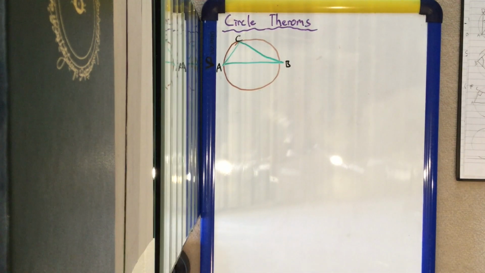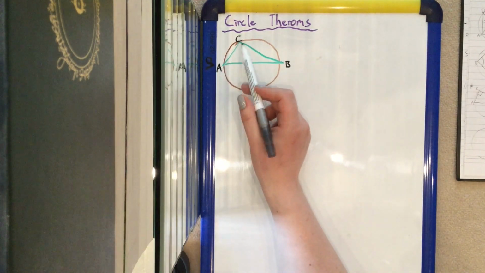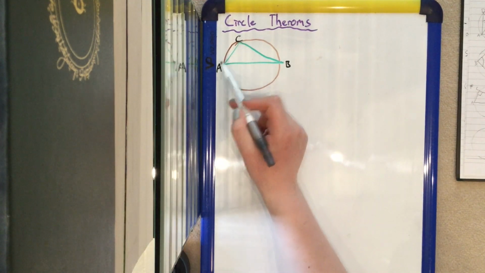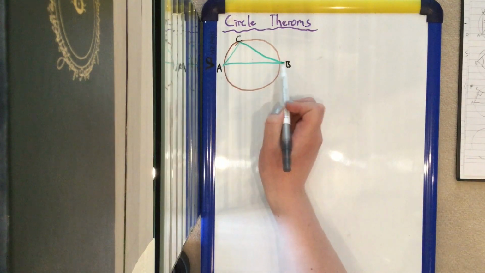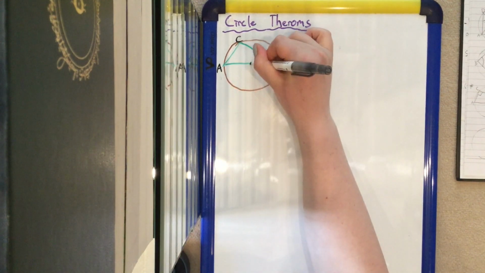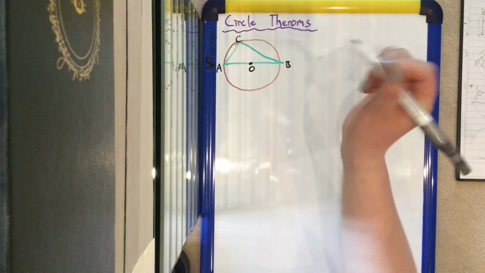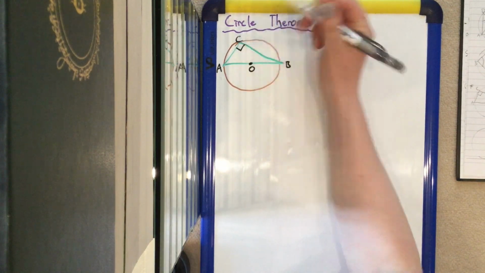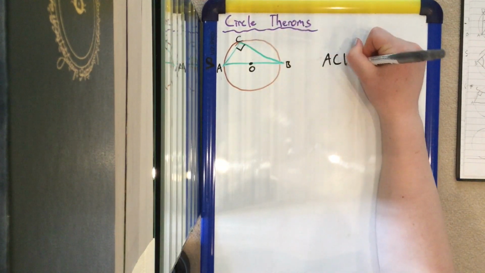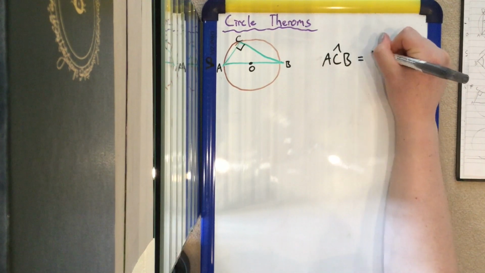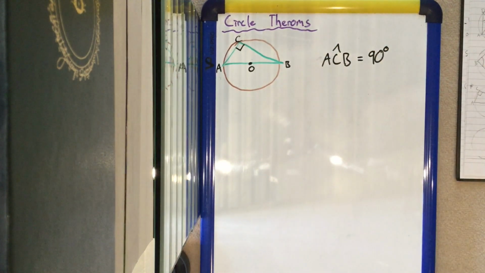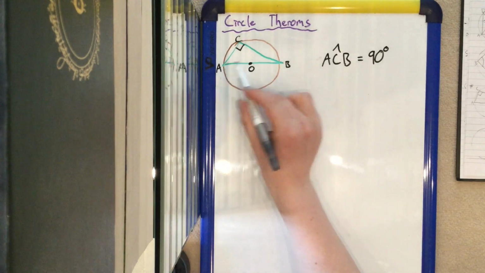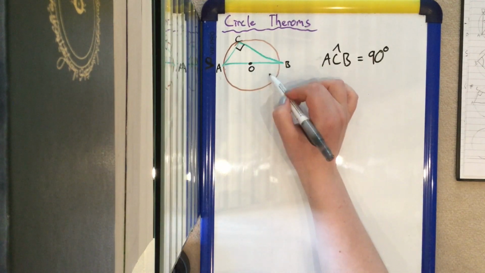Less of a theorem and more of a rule is that if you have an angle, this angle here, in a segment, and the base of that segment happens to be the diameter of the circle, so this is the centre, then this angle here is 90 degrees. So ACB will be a right angle, otherwise known as saying the angle in a semicircle is 90 degrees because the diameter will cut the circle in half.